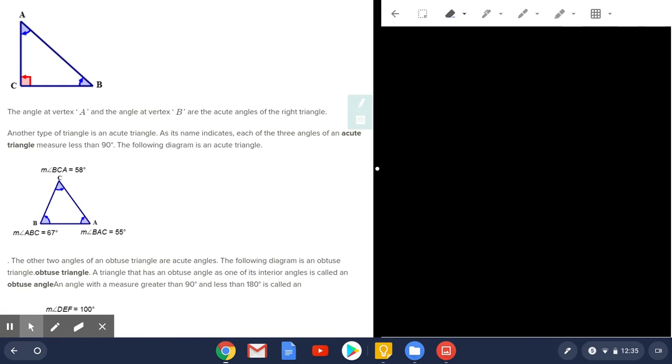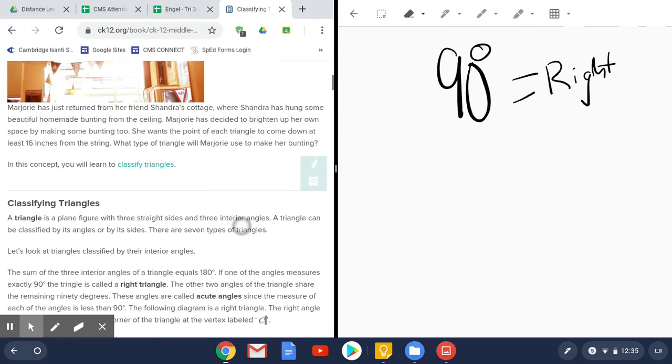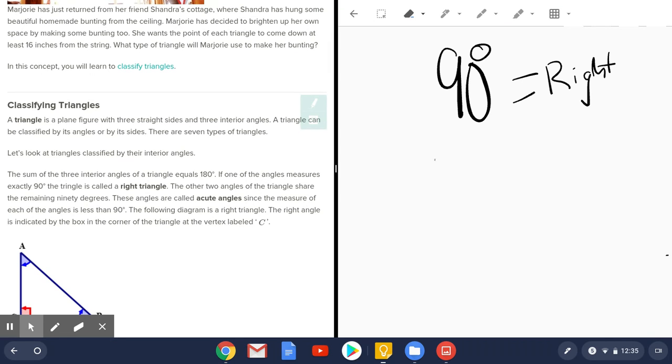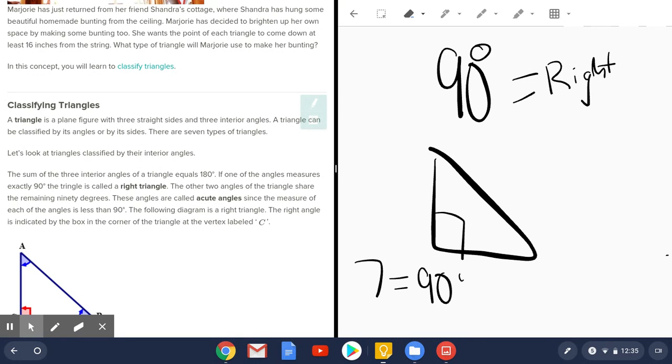So if one of the angles measures exactly 90 degrees, this is a right triangle. So we have a right triangle right here, right? Because that is exactly 90 degrees. This little image right there represents 90 degrees. No idea why I did 2 degree symbols. 1 degree symbol is enough. So these angles right here are acute angles, since the measure of the angles are less than 90 degrees.